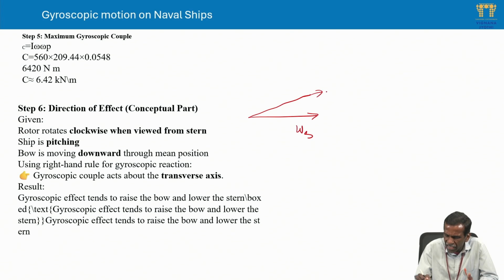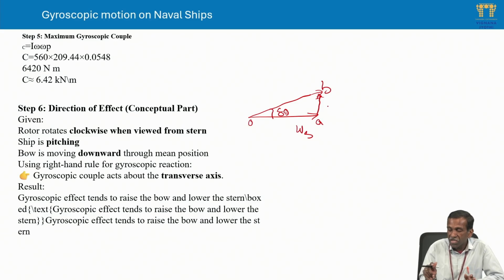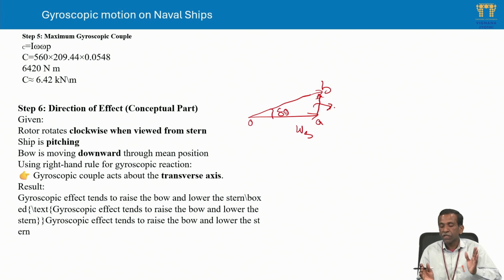Then this spinning axis will rotate in this direction. Let us say the initial angular velocity vector is OA, and after pitching the angular velocity is OB. Then the change in angular velocity is the angular acceleration, which leads to the gyroscopic couple. A to B, the vector A towards B, means if you rotate clockwise it will move away from A, and this is the gyroscopic couple. What is going to happen? This clockwise means the bow is moving down and the stern is moving up.